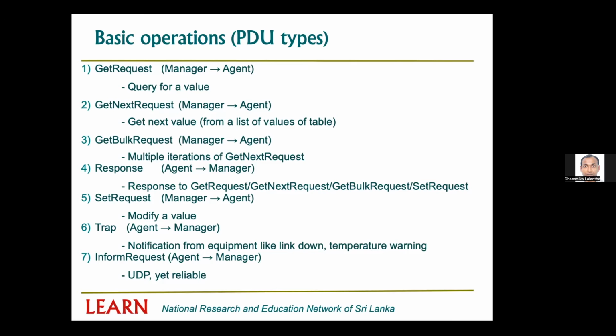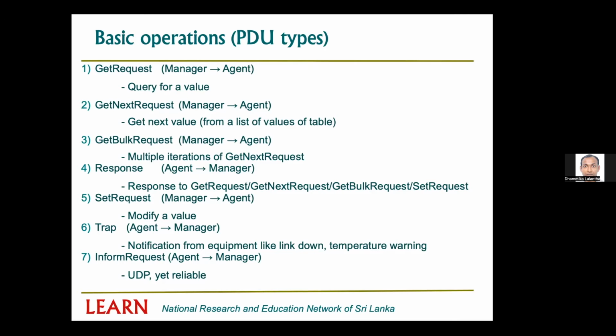And next is inform request. Inform request is also the same as trap, but the difference is that it is reliable. If the agent sends a trap to the manager that something has happened, the manager sometimes won't get the packet because it's UDP. It may be dropped somewhere, and the manager doesn't know what was sent. Also, the agent doesn't know whether that has been delivered to the manager successfully.